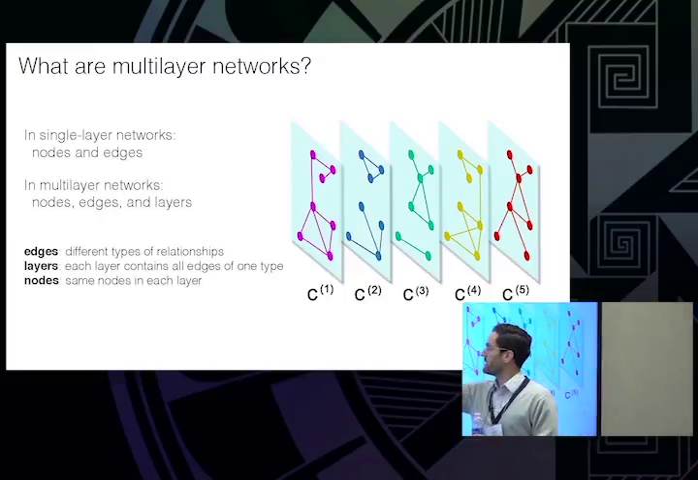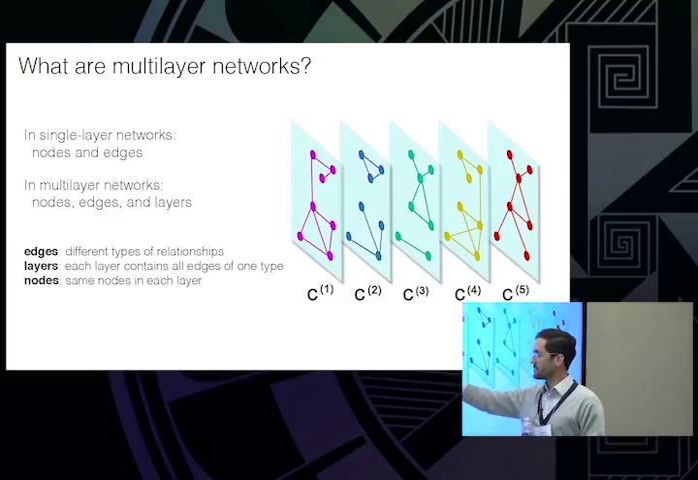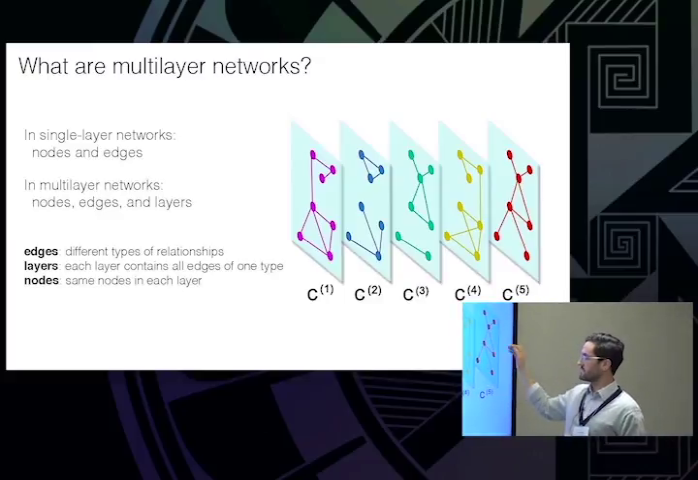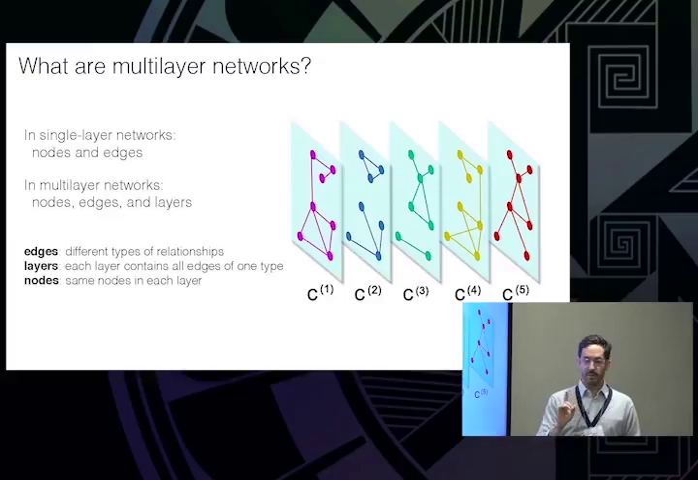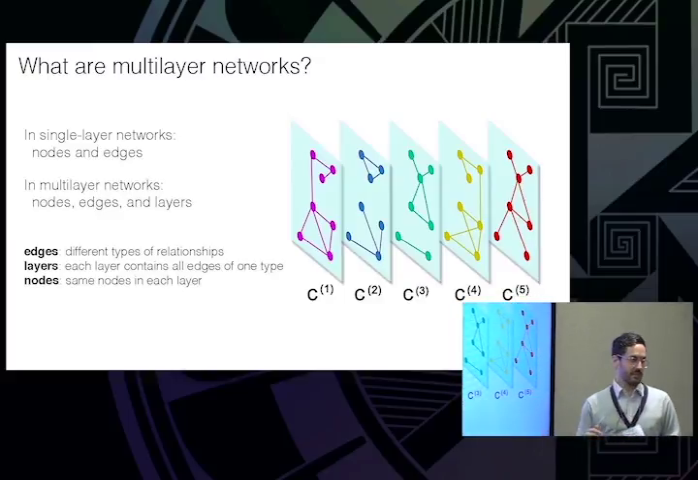In multi-layer networks, we have nodes, edges, and layers. And the rule is just that now the edges are going to capture different types of relationships. We can express this as just different colors of edges. Each layer contains all edges of one type, and nodes are the same nodes in each layer.